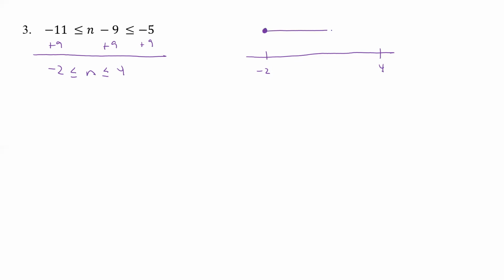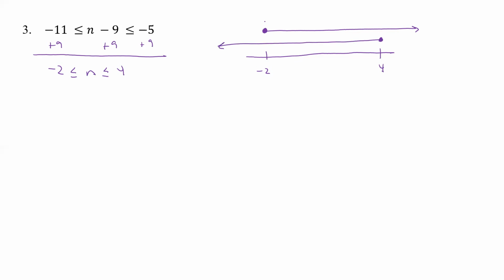All right, here, what do we do? Well, let's see. We have an n minus 9, so let's add 9. That's going to give us what? Negative 2 less than or equal to n less than or equal to 9 minus 5, which is 4. So we have a 4 over here and a negative 2 over here. n is greater than or equal to negative 2, go that way. But n is less than or equal to 4.